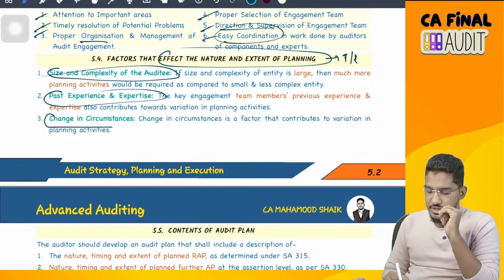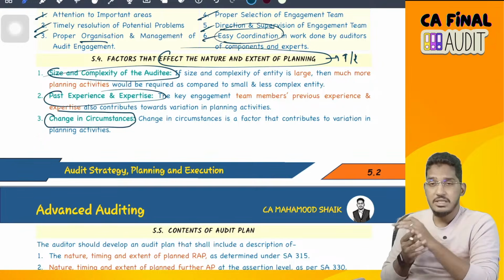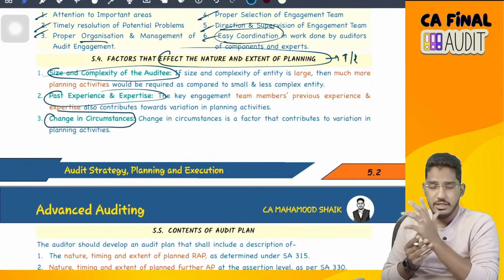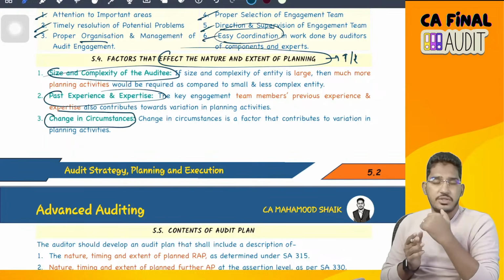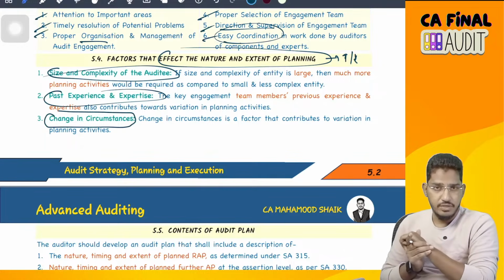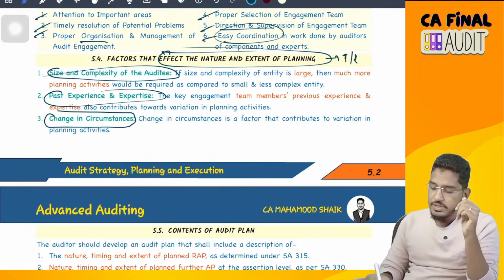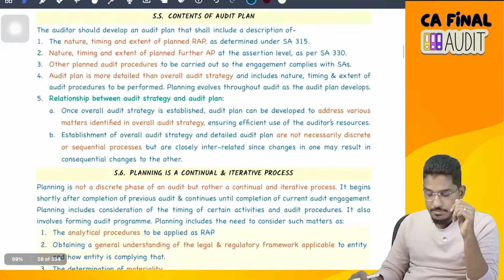It also depends on changes in the circumstances. If the circumstances are frequently changing when compared with the last year to this year, then also we need to spend a significant amount of time in planning. So these are the factors which affect nature and extent of the planning.